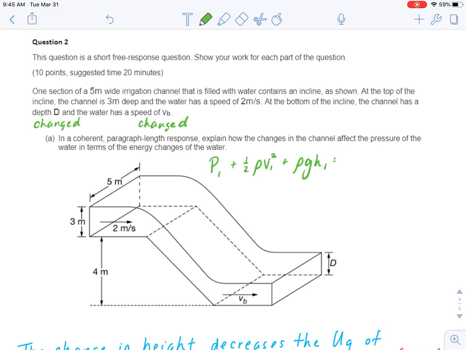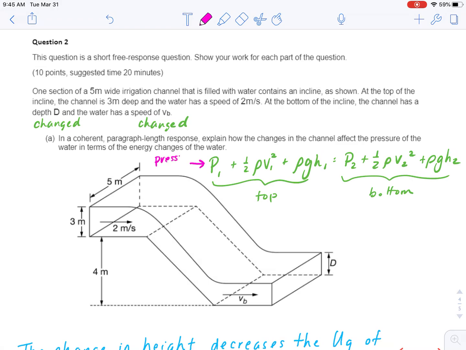So I'm just practicing writing out Bernoulli's principle, and if you haven't done this lately, I encourage you to do the same. Okay, so this side would be at the top, and this side would be at the bottom. And these pressures change depending on the speed and the height or the depth.